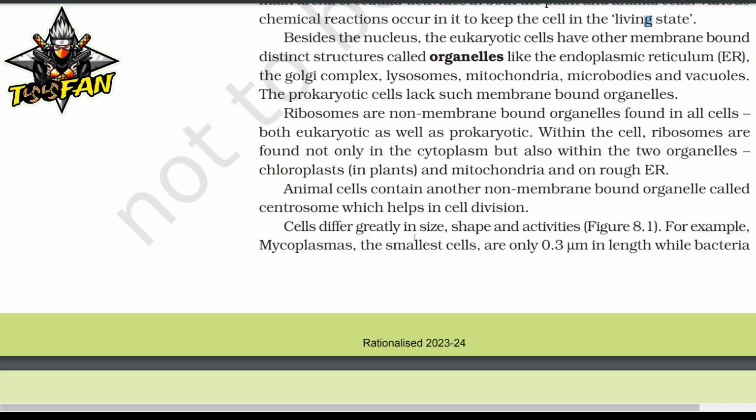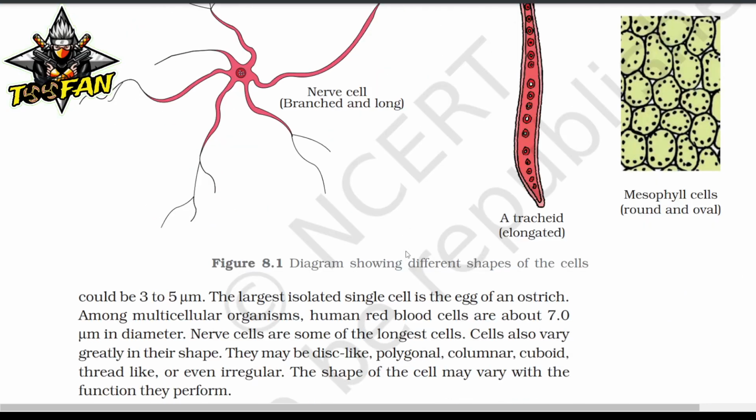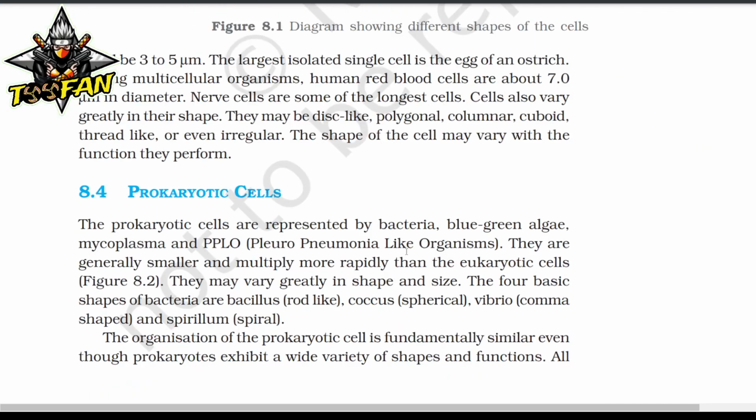Cells differ greatly in size, shape and activities. For example, mycoplasmas, the smallest cells, are only 0.3 micrometre in length, while bacteria could be 3 to 5 micrometres. The largest isolated single cell is the egg of an ostrich. Among multicellular organisms, human red blood cells are about 7 micrometres in diameter. Nerve cells are some of the longest cells.